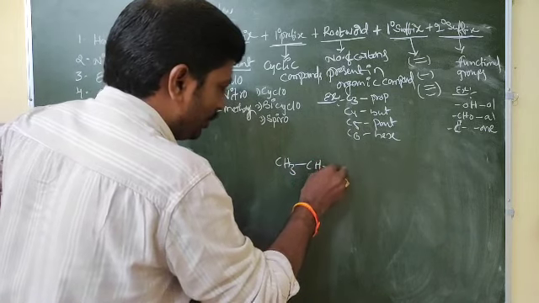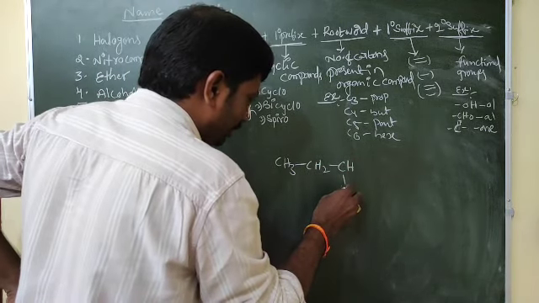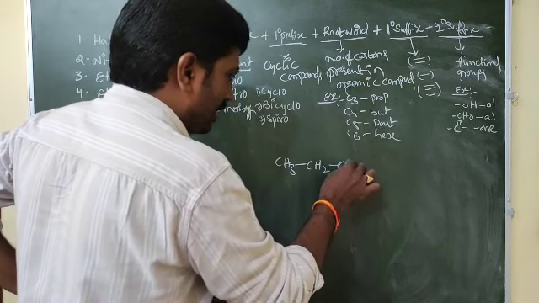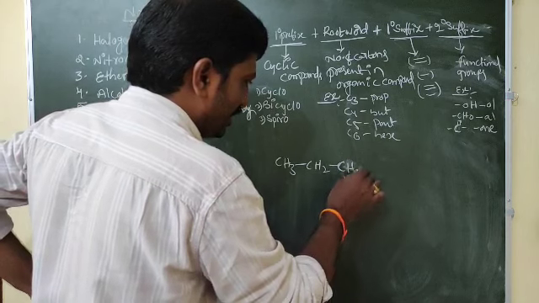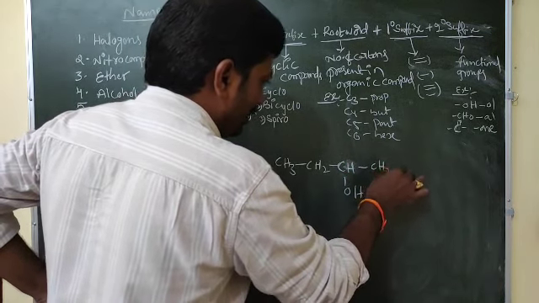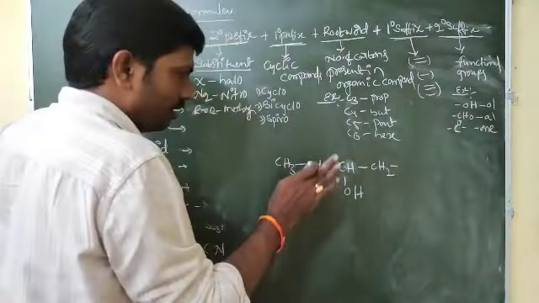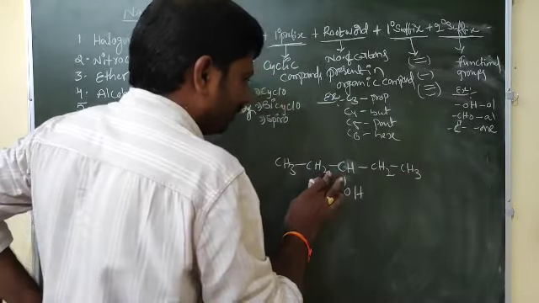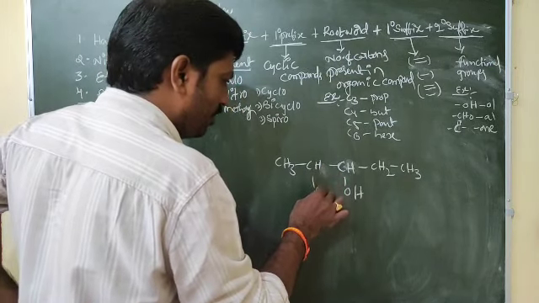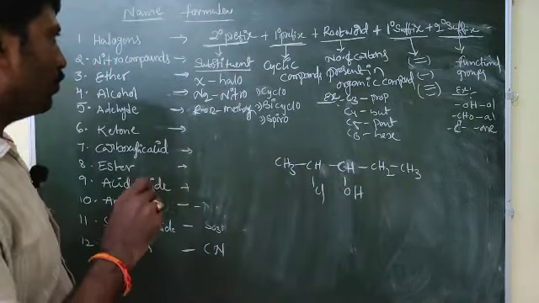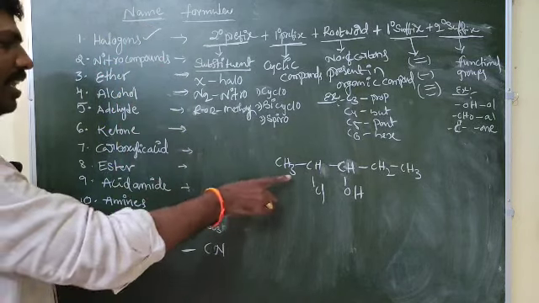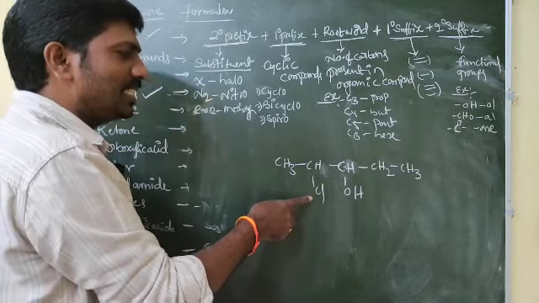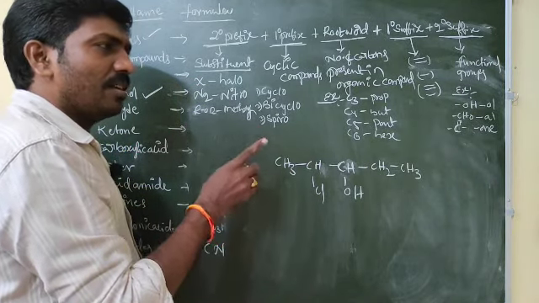CH3, CH2, CH here, CH, here one OH, here one CH2, here CH3 is there. Here, this carbon has one chlorine. Now see, there are two functional groups here. One is halogen, and the other is alcohol. Since there are two, which should we take first as the functional group?